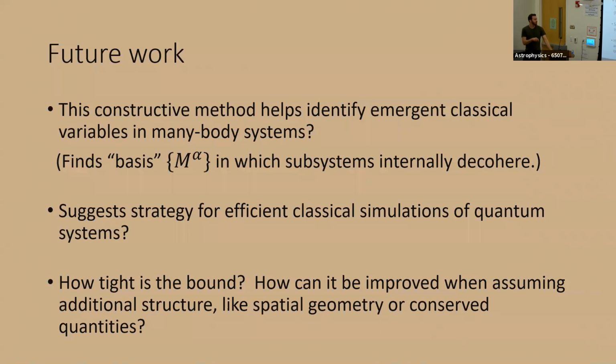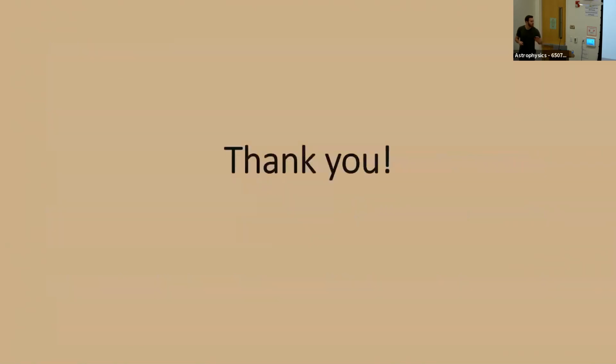And then more concretely, you could ask how tight the bound is, and can it be any better when we assume something about spatial locality? In all the results I've been talking about, we didn't assume anything about spatial locality of the Hamiltonian generating that evolution. So maybe if you do assume something like that, you're going to get a much stronger result. Okay, thanks.